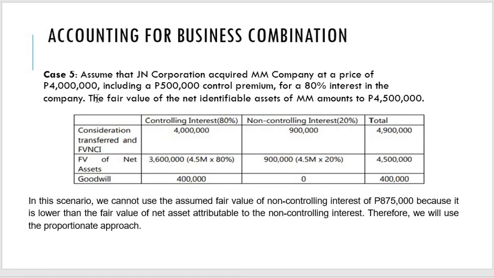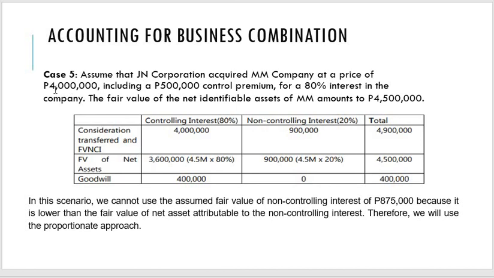Okay, so in case 5, assume that JN Corporation acquired Company at a price of 4 million, including a 500,000 control premium for an 80% interest in the company. So the fair value of the net identifiable assets amounts to 4.5 million. Okay? So same as before, when we assume the fair value of our non-controlling interest, it's 875,000, right?